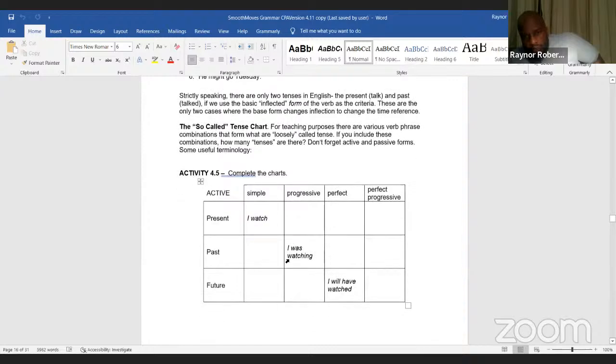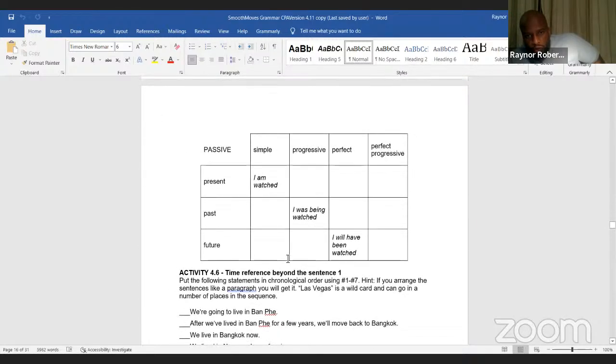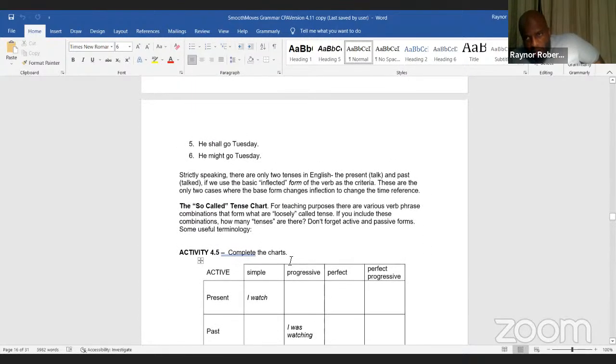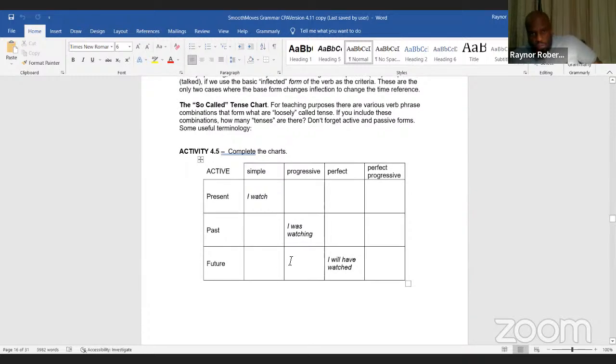Some use terminologies, all right? And again, if you want to confuse the mess out of students, teach them all these simple, progressive, perfect, and perfect progressive. If you want to confuse the living daylights out of them. All right, you ready to get confused?